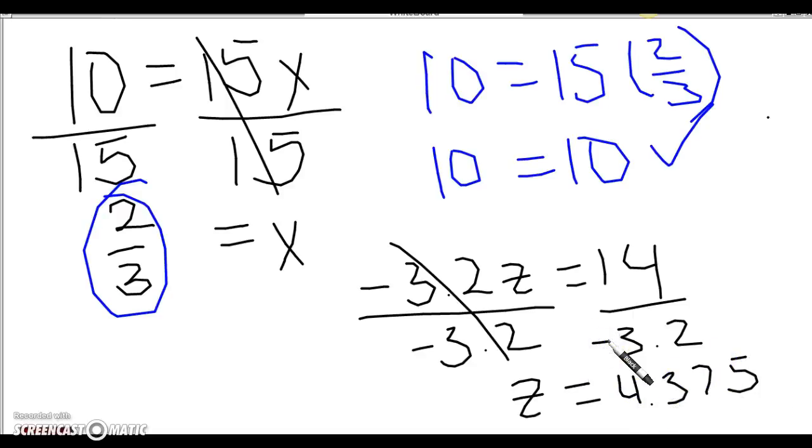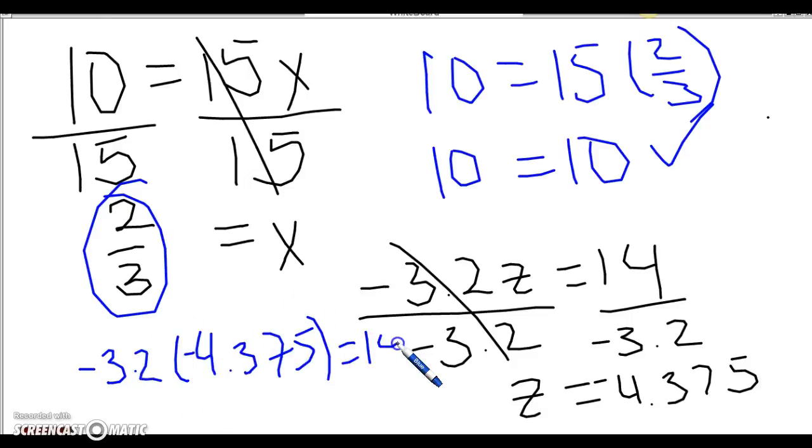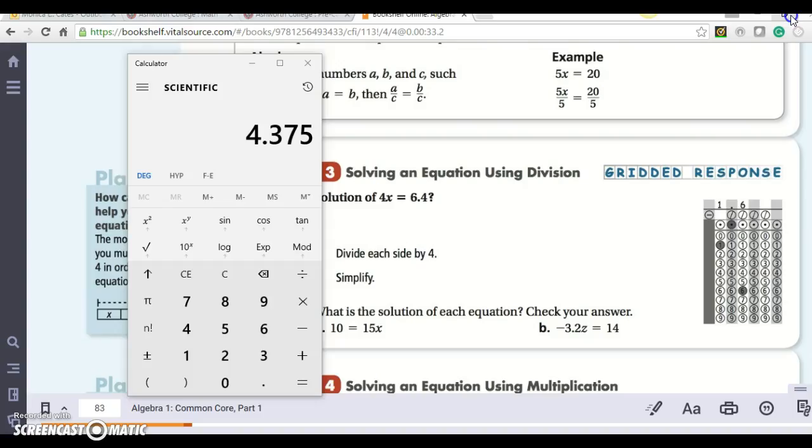And I'm sorry, that's supposed to be a negative, so z should be negative 4.375. Now if I plug this back in, I get negative 3.2 times negative 4.375. And I hope it's equal to 14. So let's see that. If I multiply by 3.2, I get in fact 14. So I certainly hope that this helps.